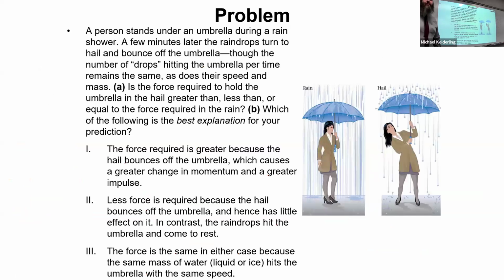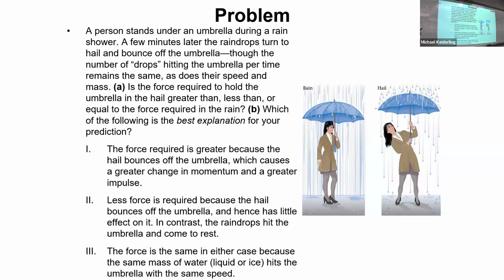So here's a more conceptual problem. A person stands under an umbrella during a rain shower. A few minutes later, the raindrops turn to hail and bounce off the umbrella. So the number of drops hitting the umbrella per time remains the same, as does their speed and mass. Is the force required to hold the umbrella in the hail greater than, less than, or equal to the force required in the rain? And which of the following do you think is the best explanation for your prediction?